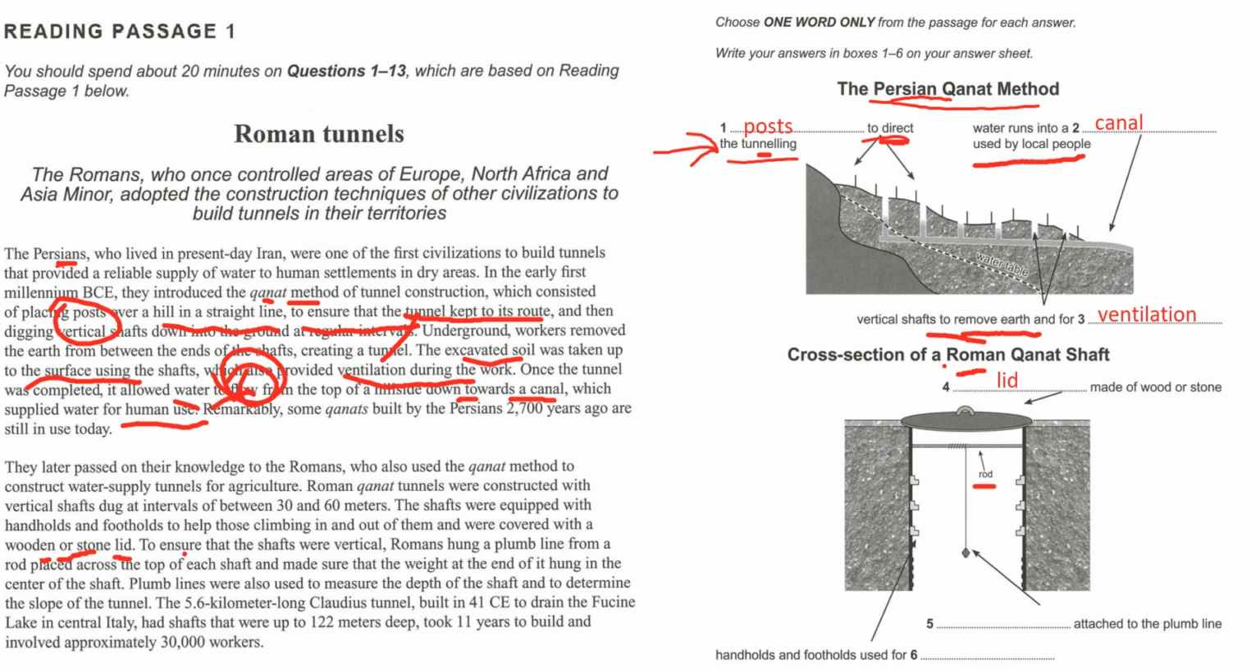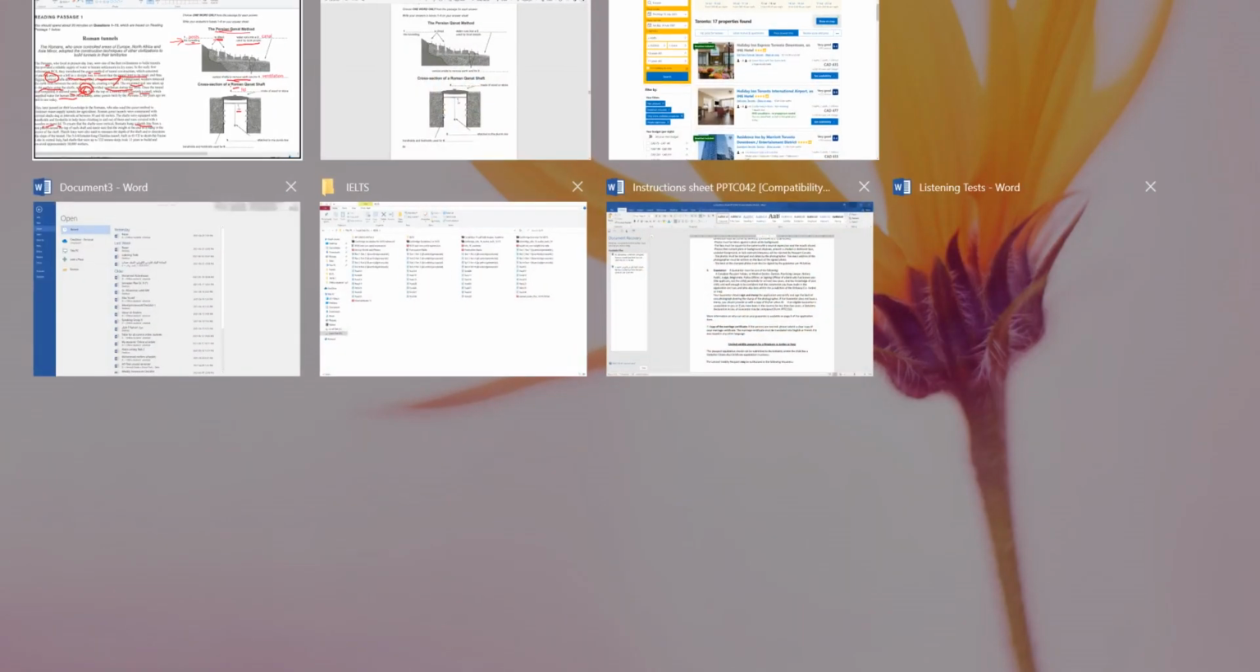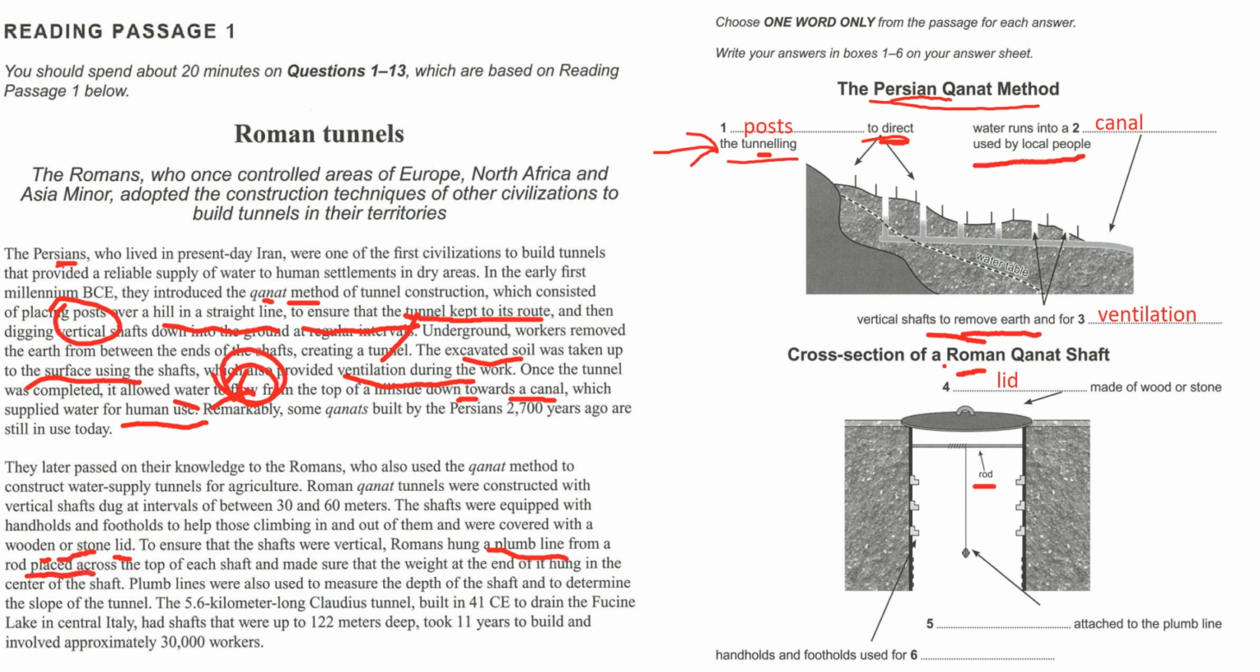Generally, as we said, wherever we stop, we proceed. And here, okay. So here, Romans hung a plumb line from a rod. Now here I found the word plumb line. From a rod placed across the top of each shaft, and made sure that the weight at the end of it hung in the center of the shaft. Actually, what is hung from the rod down and in the center of this shaft? It is the weight, as they say.